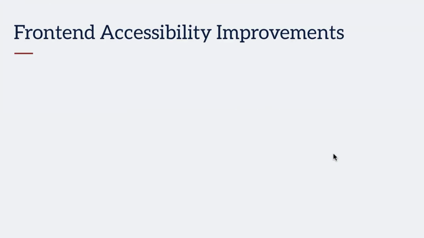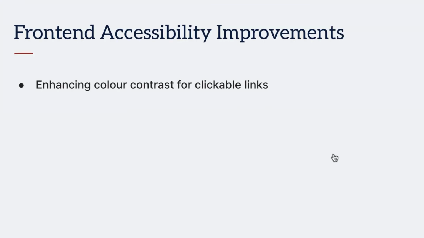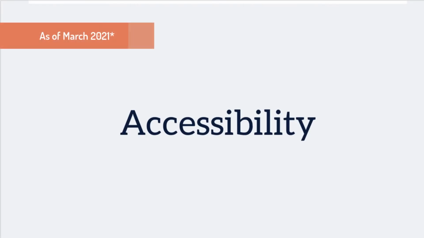OJS 3.3 features a number of improvements to the default theme based on feedback from our 2019 accessibility audit. Some improvements to your front end include enhancing color contrast for clickable links and adding titles for custom blocks. The changes to the default theme compliance would help meet local accessibility legislation. A voluntary product accessibility template will be available for OJS in the coming weeks.